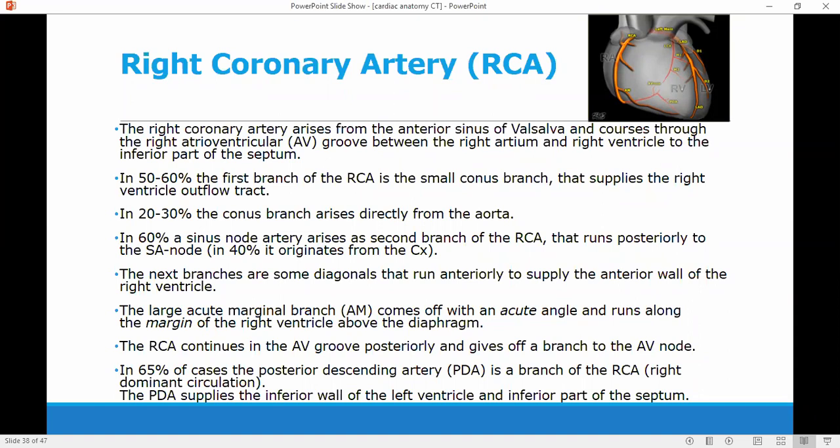The RCA continues in the AV groove posteriorly. In 65% of cases, the posterior descending artery is a branch of RCA in right dominant circulation. The PDA supplies the inferior wall of the left ventricle and inferior part of the septum, inferior 1/3.